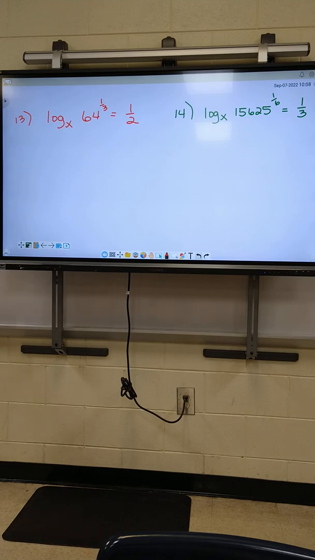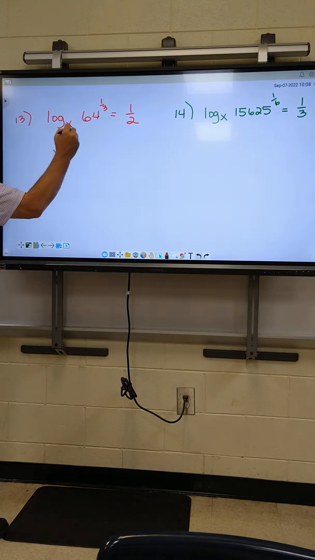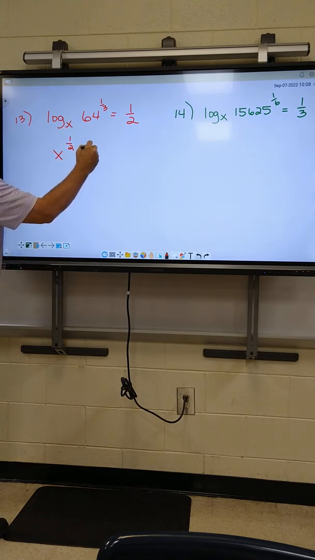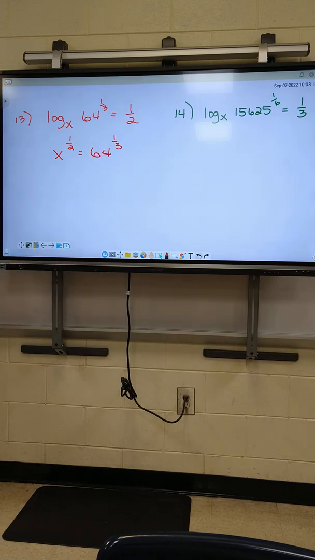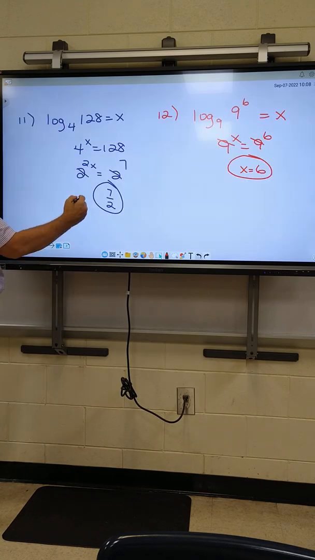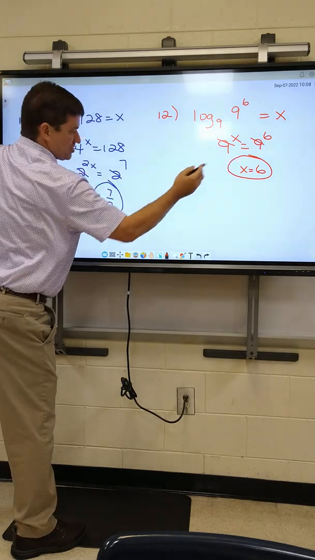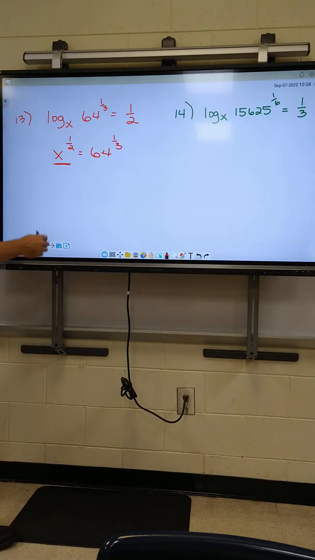All right, so let's set up number 13. I got x to the 1/2 power equals 64 to the 1/3. All right, we good? Now, we've got to get the x by itself. Every one of our problems ends up being, x equals 7 over 2, x equals 6. So we're trying to get the x by itself. If that's the case, I've got to make this 1/2 cancel out.